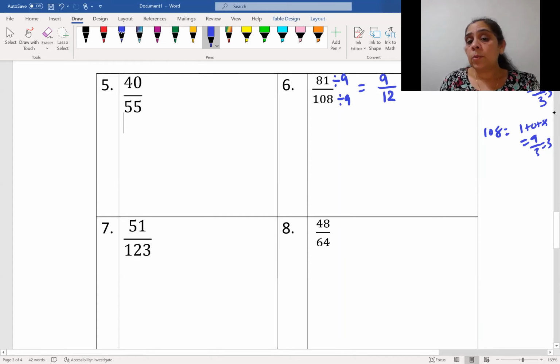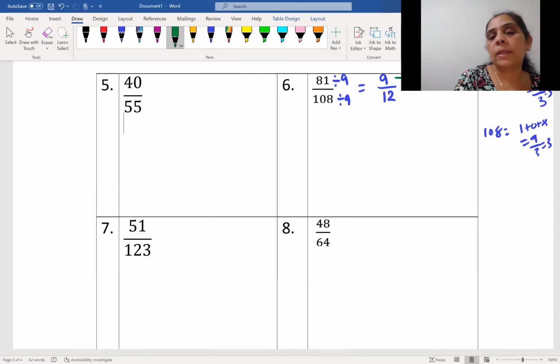Can we reduce more? What factor can we divide both of them by? We can divide again by 3. So 9 divided by 3 is 3. 12 divided by 3 is 4. And that's it.